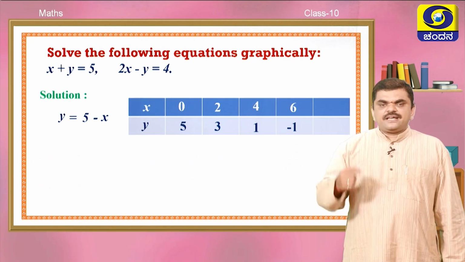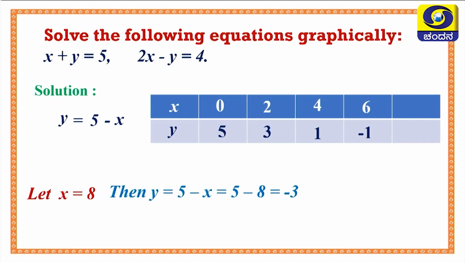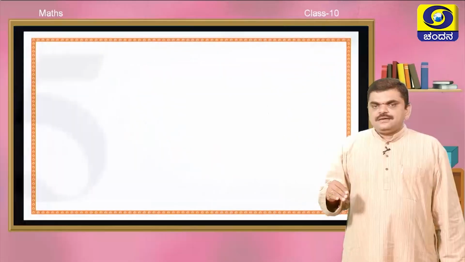So, then I will take the value of x as 8. Nice children. Then y becomes 5 minus x, that is 5 minus 8, that is minus 3. 8 comma minus 3. Right children.